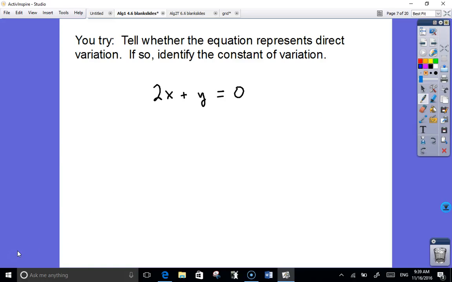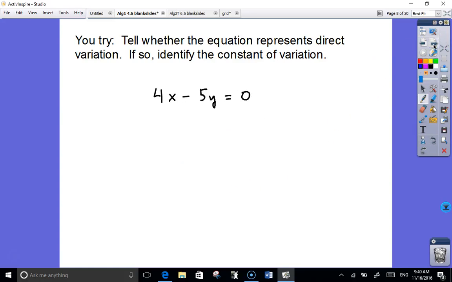So what did you say? Is it a dv? So when you solved it, you got y equals negative 2x, which has a slope of negative 2 and a y-intercept of 0. So yes, that's a dv. dv, k equals, what's the constant? Negative 2. Easy stuff so far, right?